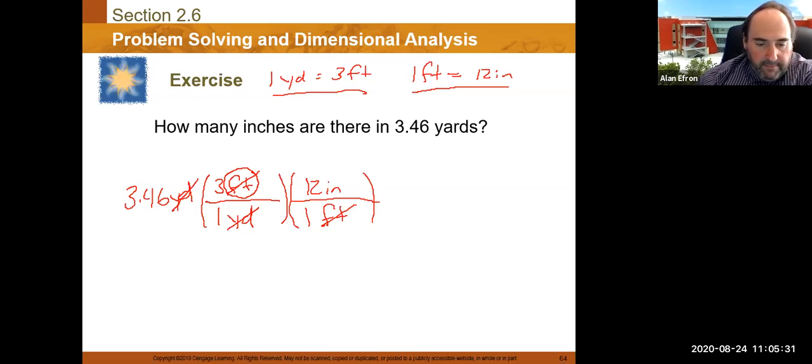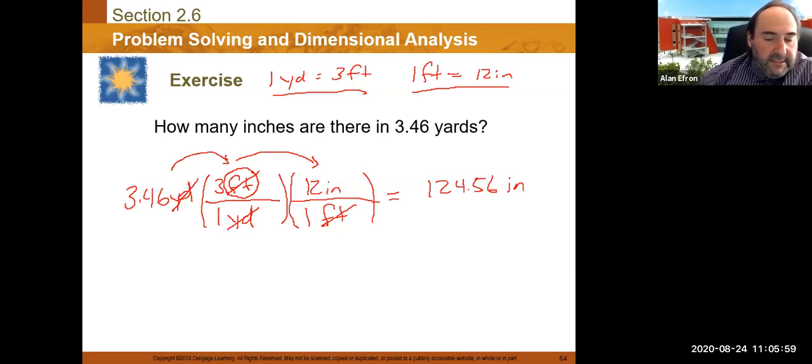So we're just going to keep multiplying here and here. If we do that, 3.46 times 3 times 12 equals 124.56 inches, which is the only unit left. We technically divided by 1. I didn't punch it in because you get the same answer, but if there were numbers on the bottom, we would go back and divide by the first number, then divide by the second number.